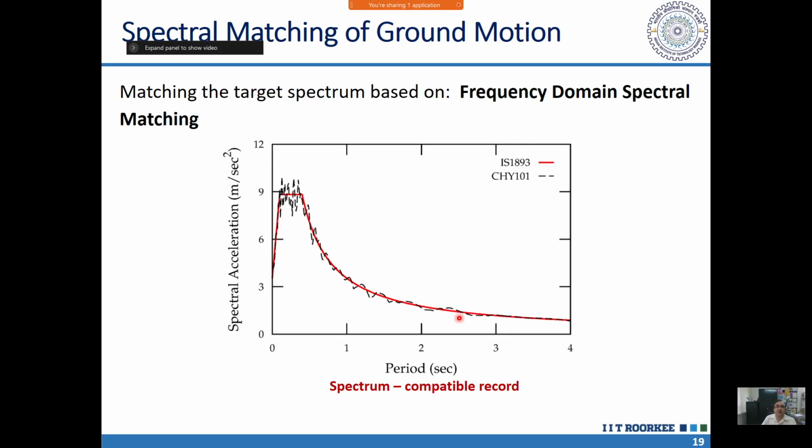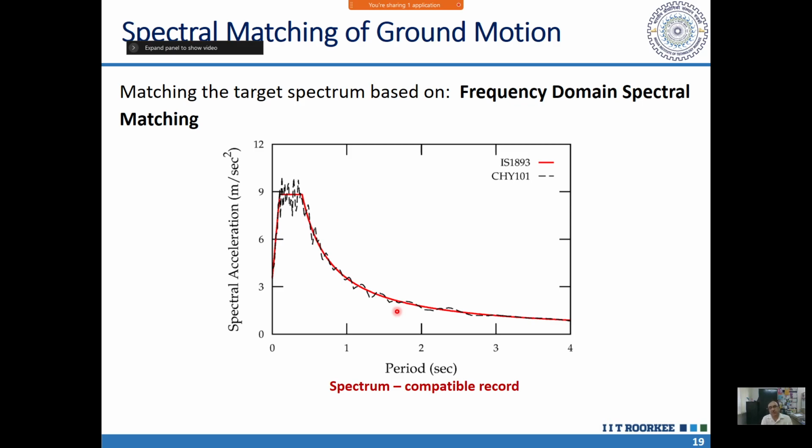Okay. The other thing is spectral matching. In spectral matching, we alter the frequency content. That's why it is also called frequency domain spectral matching. So here we are changing the frequency content of the earthquake ground motion, and frequency content is very important for obtaining the response of the structure. So that's why it is not a preferred method.